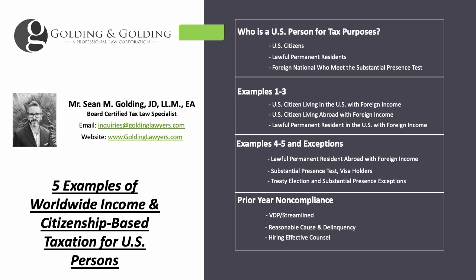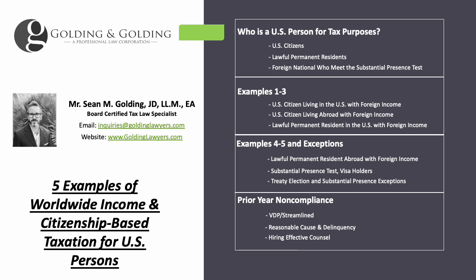Example 2. Another U.S. citizen lives abroad, and they have foreign income. Taxpayer Jane lives in a foreign country, and she earns all of her income from the foreign country. She pays a significant amount of tax because the tax rate is higher in this country than it is in the United States. Guess what? Since Jane is a U.S. citizen, she's still going to file a U.S. tax return and report her worldwide income, including all of the foreign income.